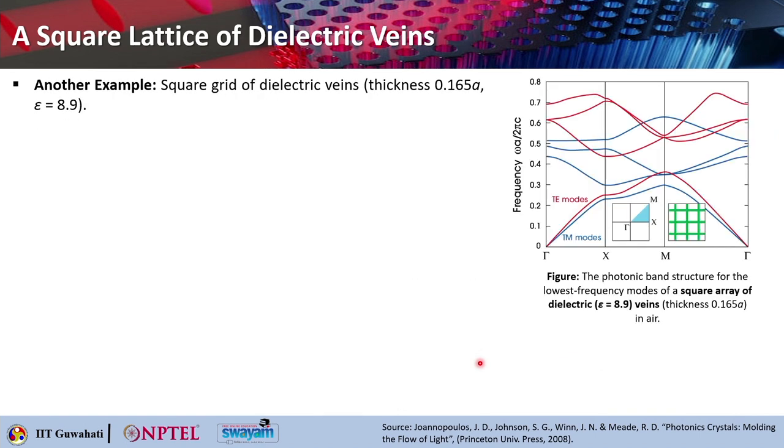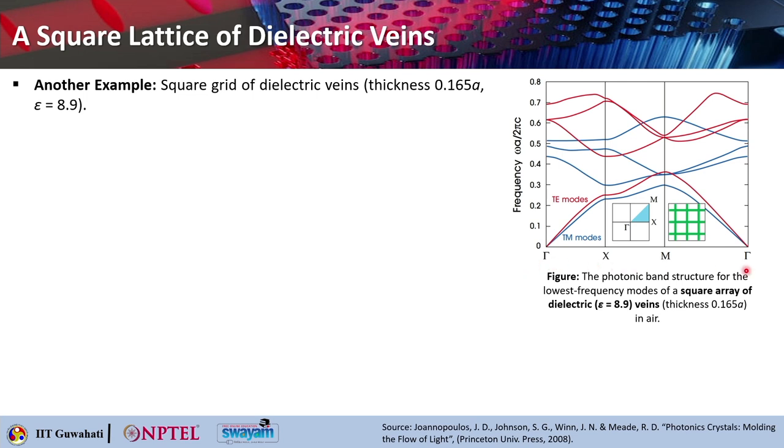Now let us consider another structure, which is a square lattice of dielectric veins. So what is a vein? Dielectric veins will be like a square grid of connected wires kind of structure, okay. So you can consider the thickness to be 0.165 a, and let us keep the material the same, epsilon equals 8.9, as we considered in the previous case, right. So here again you can try to read the photonic band structure.